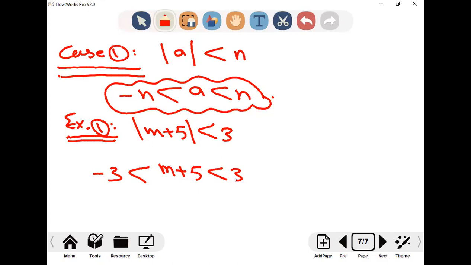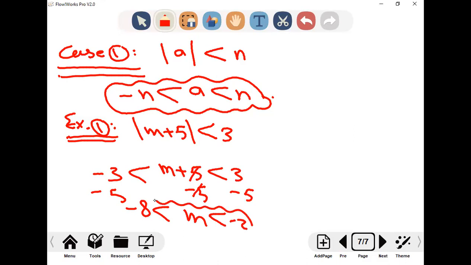Now solve it normally. I will subtract 5 on the 3 sides to solve them. So here it is still what? N more than negative 8 and less than negative 2. This is the solution. Can we graph it? Yes. So n is more than negative 8 and less than negative 2.